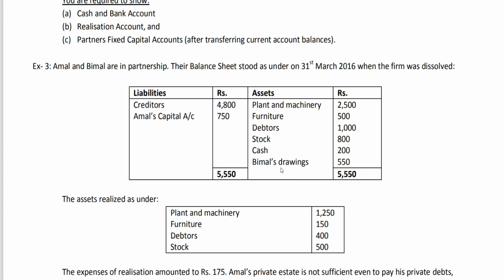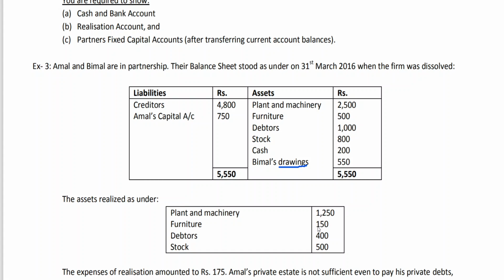Here, without having Bimal's capital, we are having Bimal's drawings. What do you mean by this? That means the capital account is showing which balance? A debit balance. Bimal's capital account is showing a debit balance. Clear to all of you? Then next, this drawings account we can close by transferring to Bimal's capital account. Then we can continue the problem.